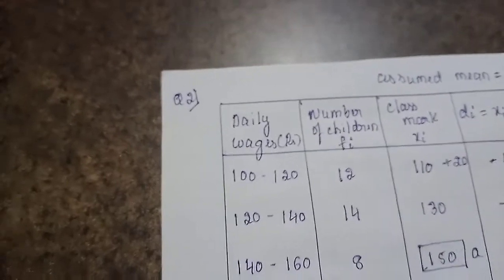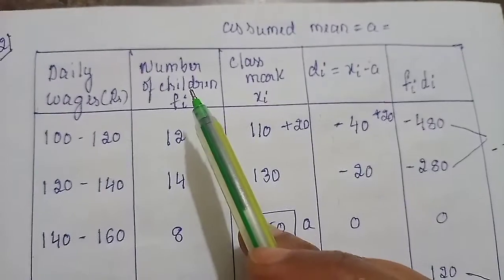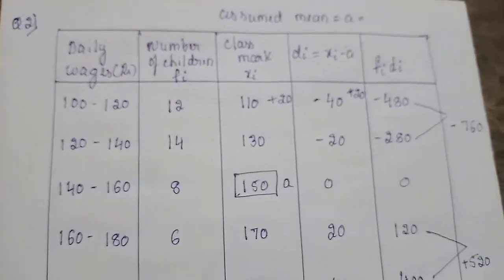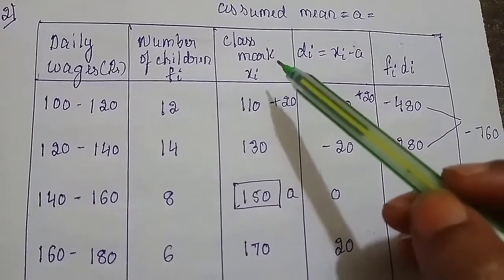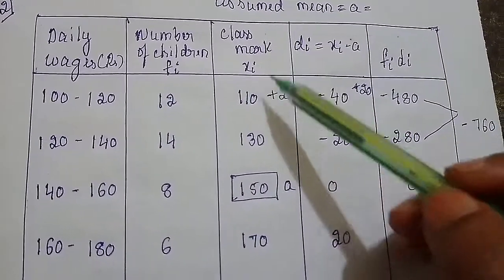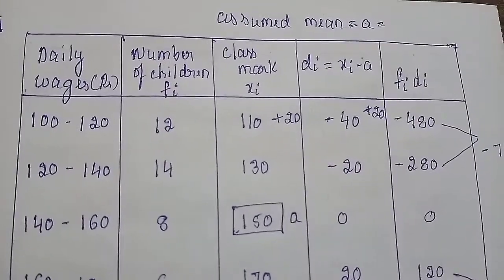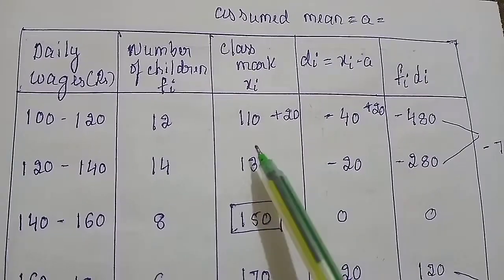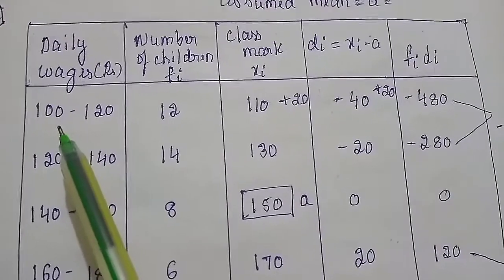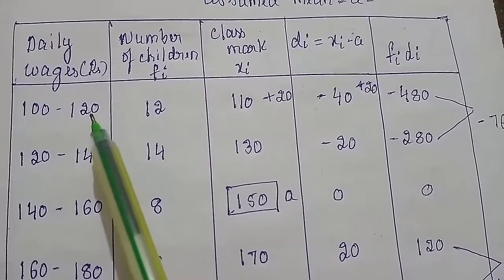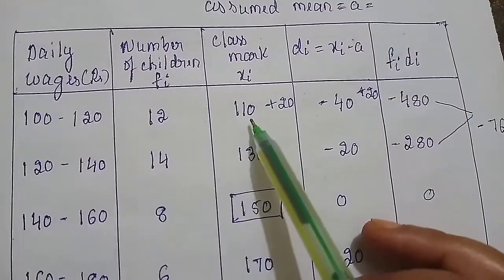What he has given are the two columns you can see here, daily wages and the number of workers. These are the two columns given in the question, and as in the direct method, the next column is the same, that is class mark. So what is the class mark formula? Class mark equals lower limit plus upper limit divided by 2. So for the first class interval, let me find the class mark. 100 plus 120, that is 220, divided by 2. When you do, you will get 110.